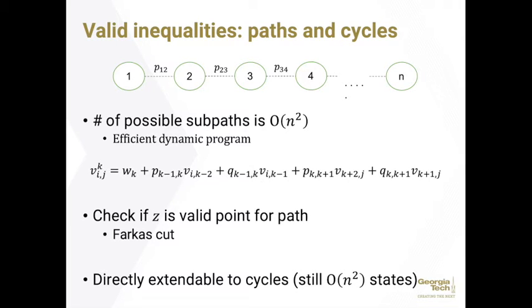And essentially, since we have an efficient recursion, that means that given a point z, which is just a probability assignment for all of the nodes in the path, we can use the linear programming formulation of our DP recursion to generate a cut if z is not feasible. And this cut is just the Farkas cut. You essentially just look at the Farkas dual of the problem and then use that to verify whether or not it's feasible or generate a cut. And this general approach is extendable to cycles, as cycles actually just have the same number of states as the path will.